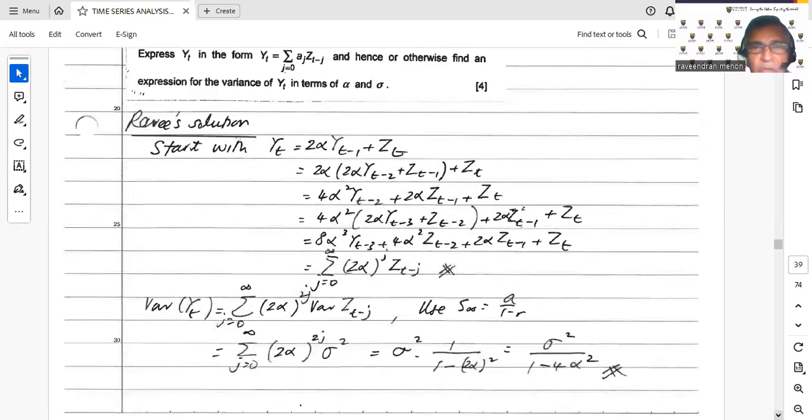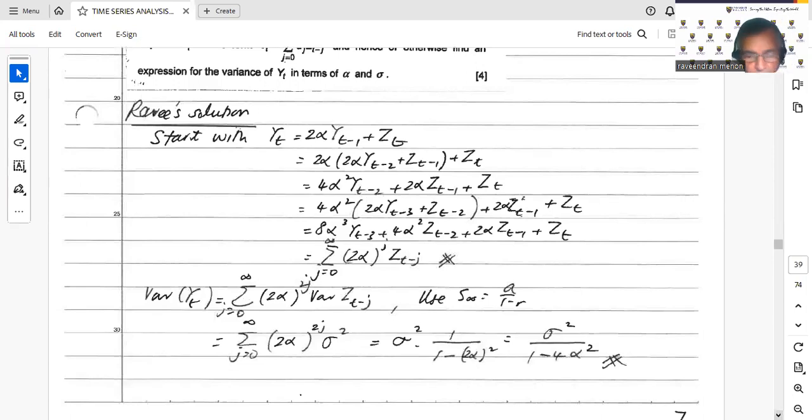Once you're done with that, we have the summation from j equals 0 to infinity of 2 alpha to the j times zt minus j, using some index j, exactly as they wanted it. So good. Then the variance part is easy. The variance part you can easily follow.